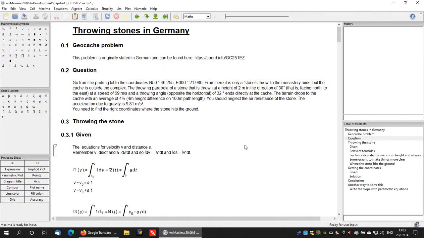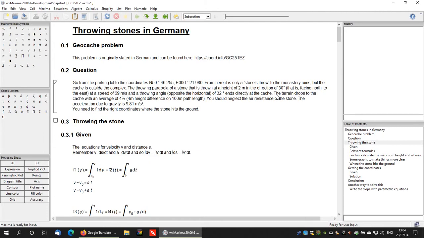Now, the question is, you get a set of coordinates, and then they say from there it's only a stone's throw to the monastery ruins, but the cache is outside the complex, and the throwing parabola of a stone that is thrown at a height of 2 meters in the direction of 30 degrees. What he means is you face north and then turn 30 degrees to the east and throw your stone at a speed of 69 meters per second and a throwing angle relative to the horizontal of 32 degrees, and that parabola ends directly at the cache.